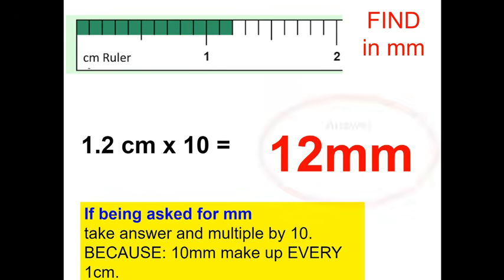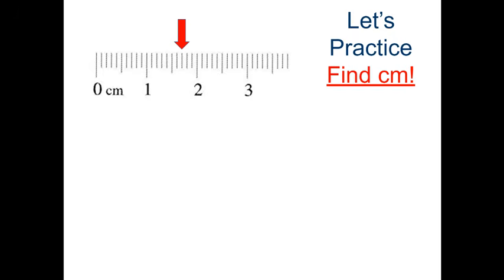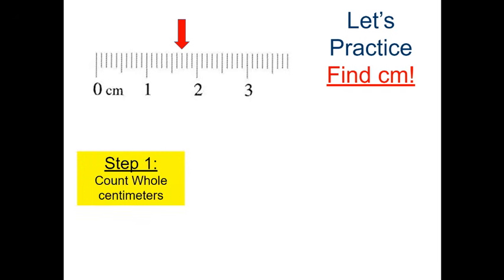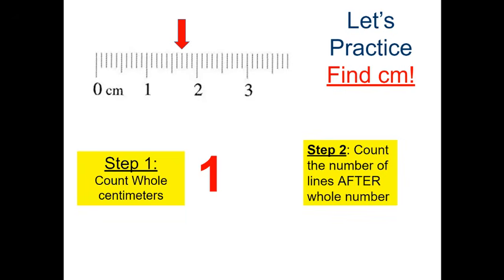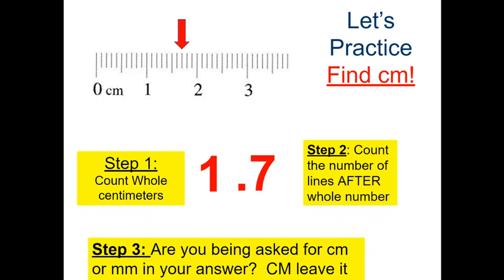Let's try another one. So let's practice. We're going to find the centimeters. So step 1, again, is to count the whole numbers. 1. Step 2 is to count the number after, which is 7. So we have 1.7 centimeters. And then step 3 is, are you being asked for centimeters or millimeters? If you're being asked for centimeters, you're going to leave it alone. So are we being asked for centimeters? Yes, we are. And so the answer is 1.7.